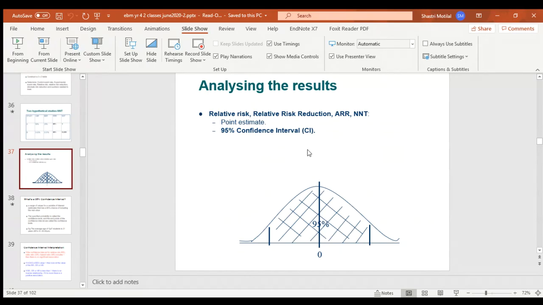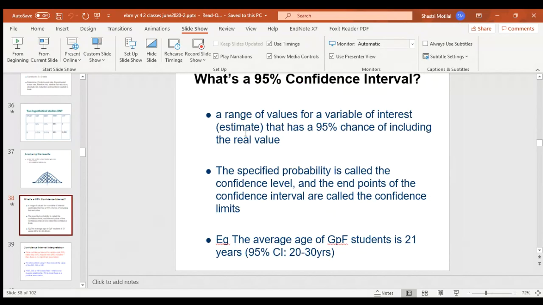So two things again we just have to discuss to wrap up RCTs and EBM part 1 for this morning. One of them is confidence intervals and the other is p-values. So the first one we'll talk about is this thing called a confidence interval. So what's this thing called a confidence interval?